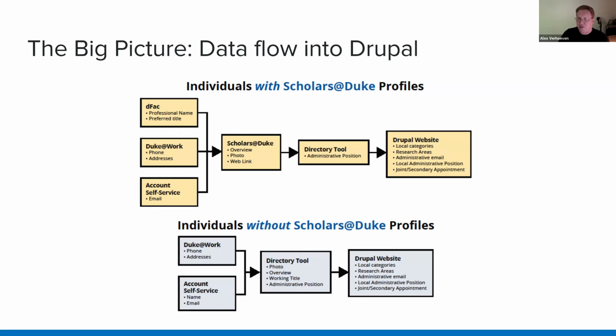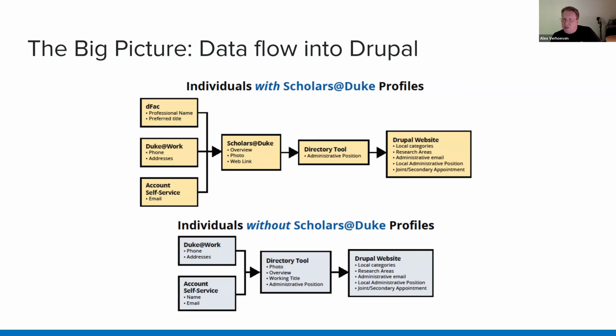Department members without Scholars at Duke profiles, such as staff members, also get their basic data from Duke at Work and account self-service. That information is then fed to the Trinity directory tool where you can add a profile photo, profile overview, working title, and any applicable administrative positions such as business manager or DUSA, for example. That data is then fed from the Trinity directory tool to your Drupal website where the same local data items can be adjusted that we discussed for the previous workflow.